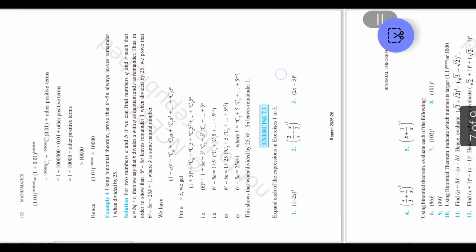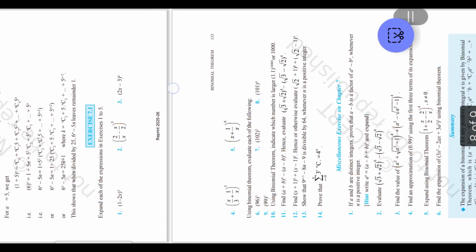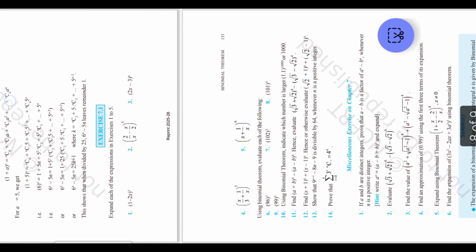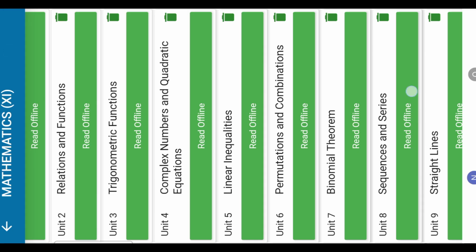And another question: in this exercise any one question is asked, expand the expression using binomial theorem, evaluate each of the following, also asked sometimes. Find the value of, questions like that. This chapter is very easy, so don't bother about this chapter, you easily get 5 marks.